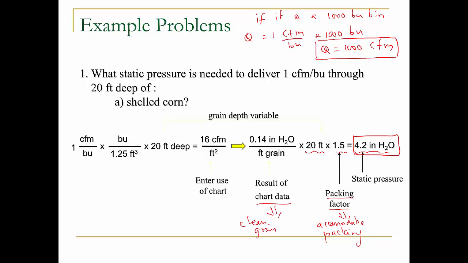Again, it's important to generate a system curve and superimpose it over a fan curve, and you determine the operating point to make sure it provides the desired airflow rate, which is 1,000 CFM. Okay.